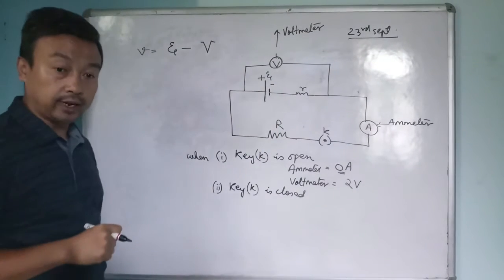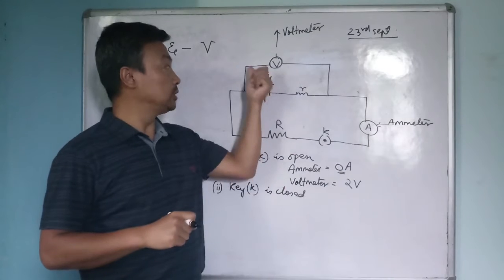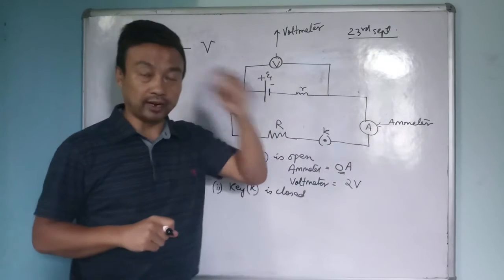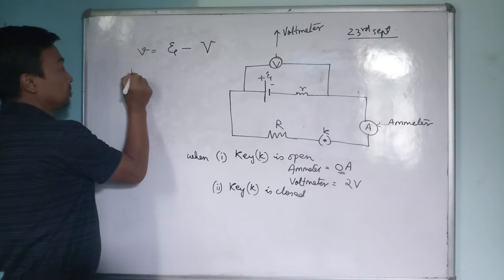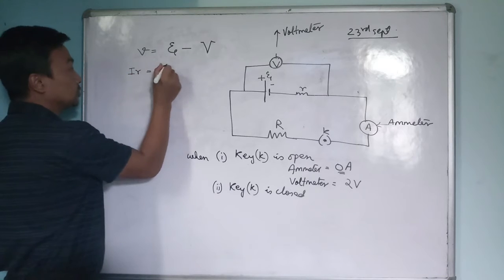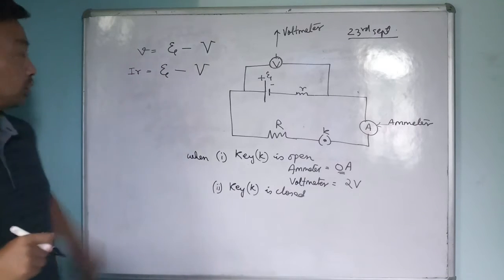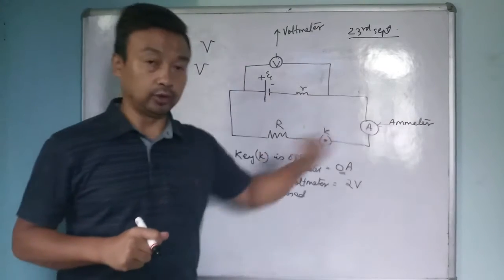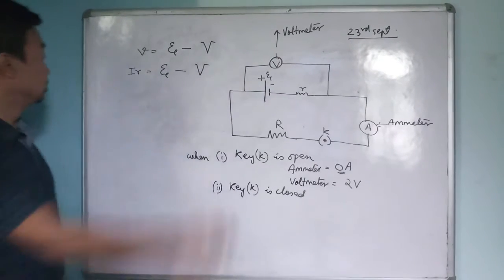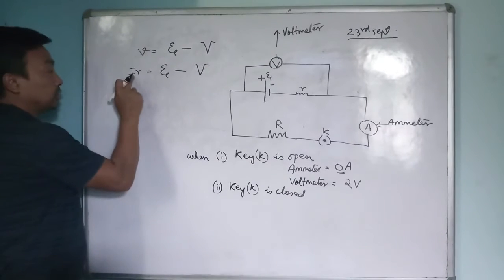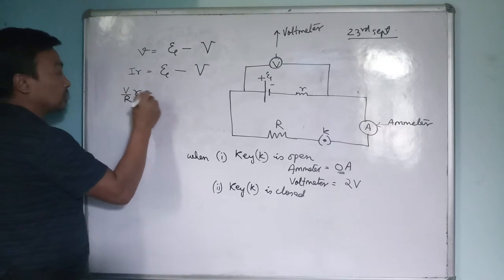Now here, when the key is closed, you will not take the EMF, you will take this terminal voltage. So we have to find that reading first. Now this is I into internal resistance. But here we have a problem. How much current is flowing we also do not know, and what is this terminal voltage, we also do not know. So from Ohm's law, we can replace this I as V upon R.